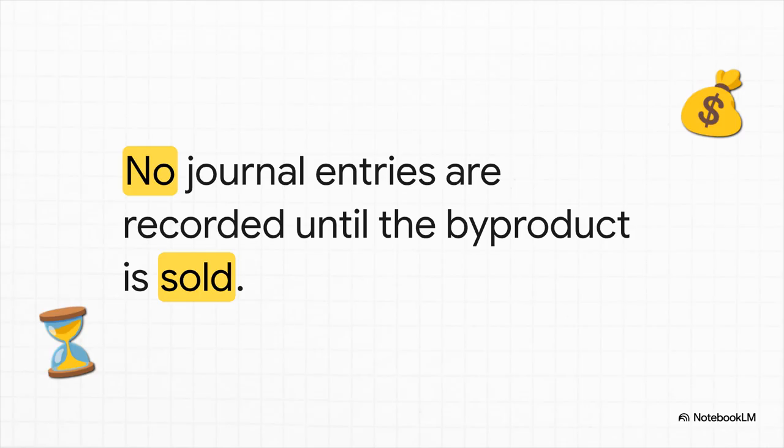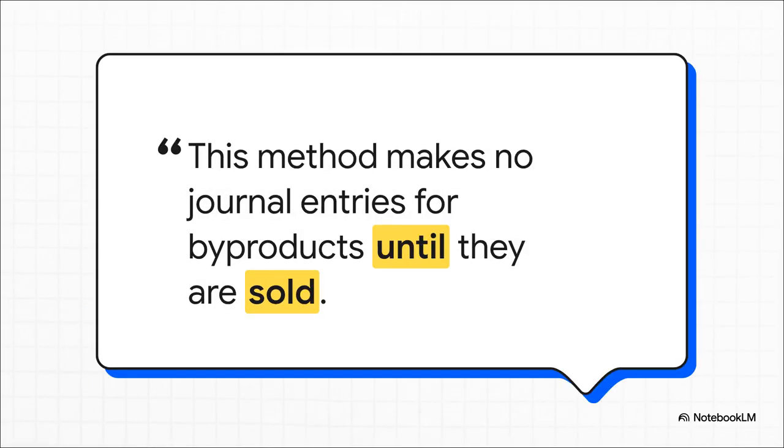So if you walk away with just one single thing today, please let it be this. When you use the sales method, at the moment the byproduct is created, you do nothing. Absolutely nothing. You don't record any inventory, you don't assign any costs, you literally just wait. The accounting doesn't even start until the second that byproduct is sold. And hey, don't think this is just some weird shortcut. This is a totally legit accounting method. I mean, the legendary Horngren cost accounting textbook spells it out right there. No journal entries until they're sold.